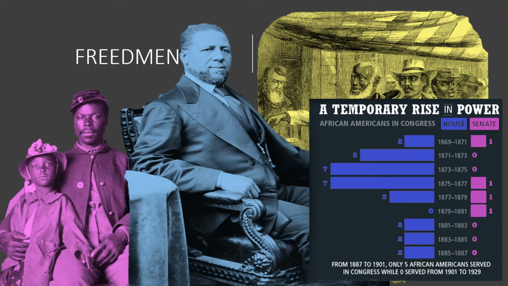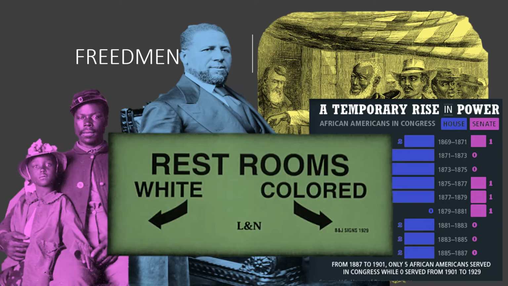The rise in African American political representation would only be temporary, and soon the rights that they had earned would be taken away. Jim Crow laws and segregation became the norm in the South, and blacks were forced to use separate and often inferior facilities.